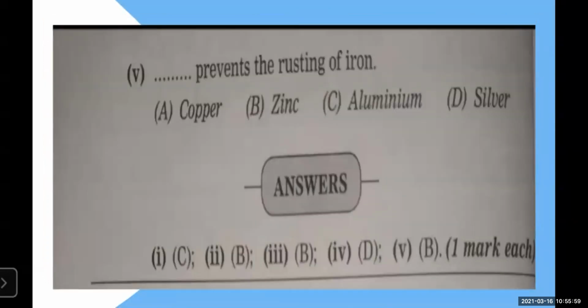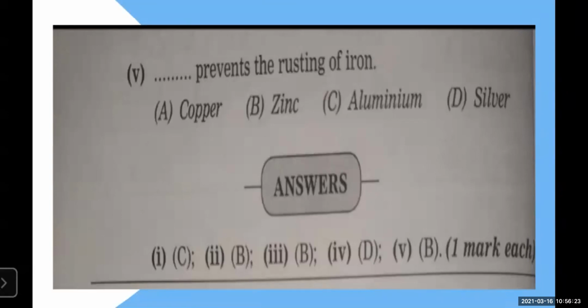Next, question number 5 for MCQs: dash prevents the rusting of iron. Very simple. The options are A, copper; B, zinc; C, aluminium; D, silver. So your correct answer is option B, that is zinc. Very easy, students. Zinc coating is done to prevent the rusting of iron.